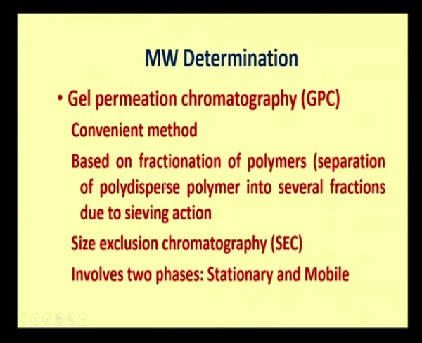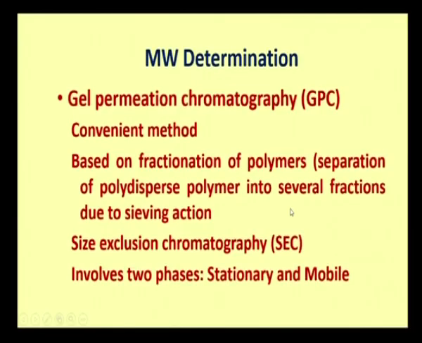Their calculation is based on the fractionation of polymers. What we mean by fractionation of polymers is separating the polymer sample, which is polydispersed in nature, into several fractions due to the sieving action. This is basically depending on the size of the polymers. Basically, when the polymer chain is bigger, the size is going to be bigger and the molecular weight of such polymer is also higher.